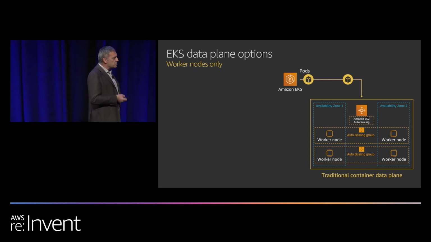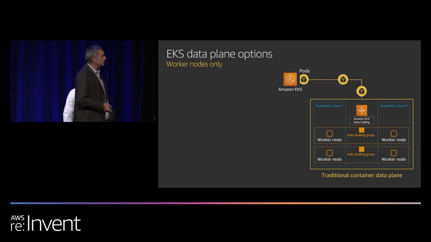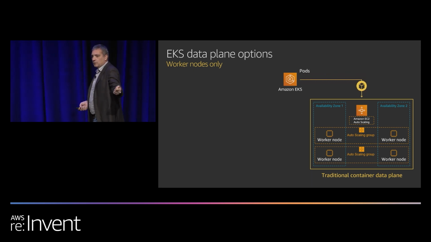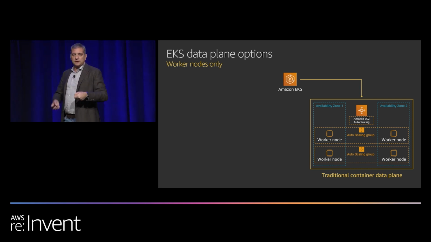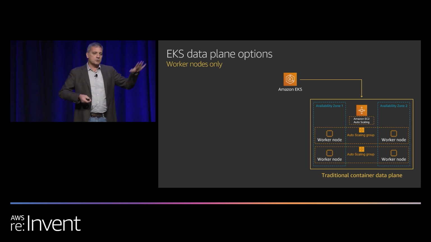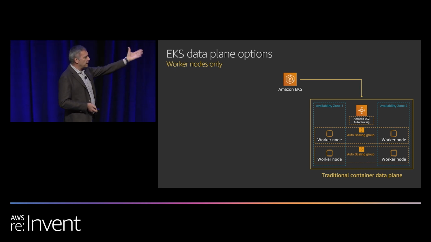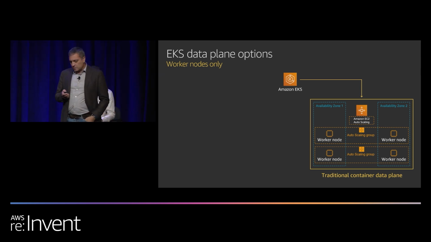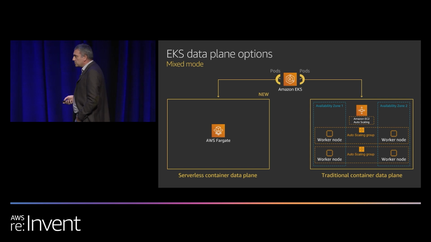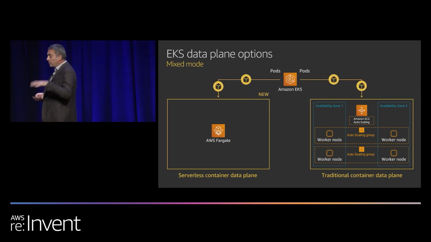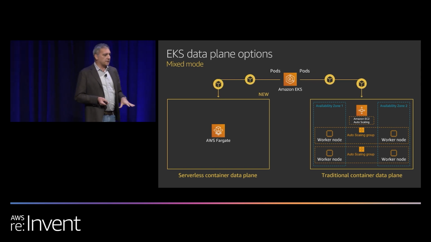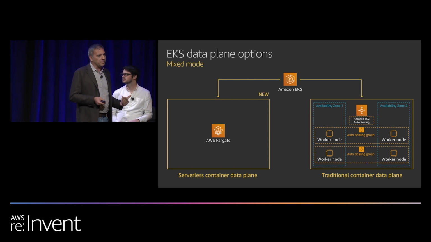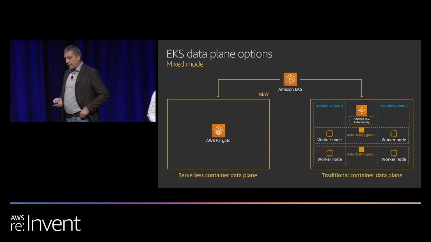So to recap, this is what you have been using up until today, right? Your Amazon EKS managed control plane that deploys pods to EC2 instances that are in your account. This could be managed or unmanaged, but they are running in your account, and you have to manage the auto-scaling group and the draining and all of these things. With Fargate, which is what we're introducing this week, you get the chance from the very same cluster to deploy to both a traditional EC2 data plane as well as what we call a serverless container data plane. That is what we are announcing this week.